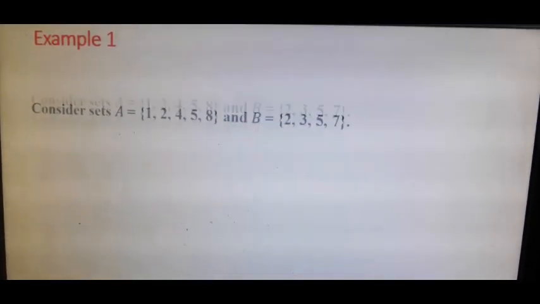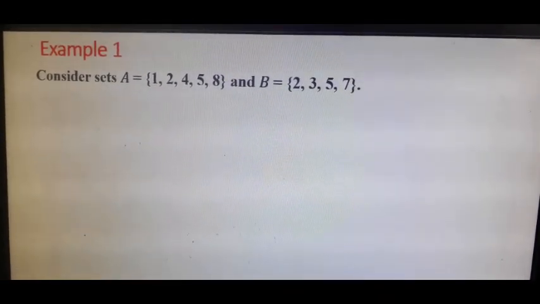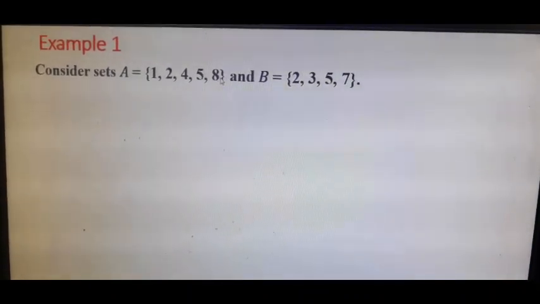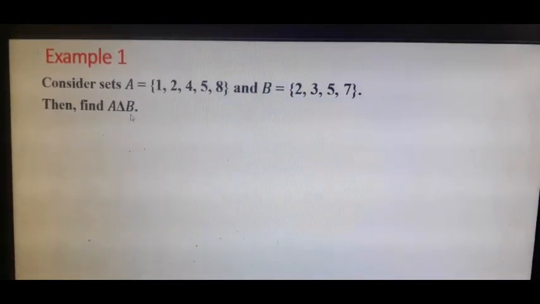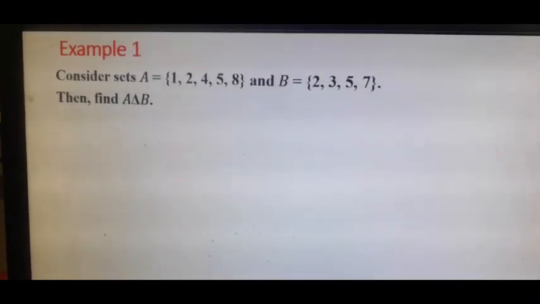Example. Consider sets A is equal to 1, 2, 4, 5, 8 and B is 2, 3, 5, 7. Find A delta B, the symmetric difference of A and B.